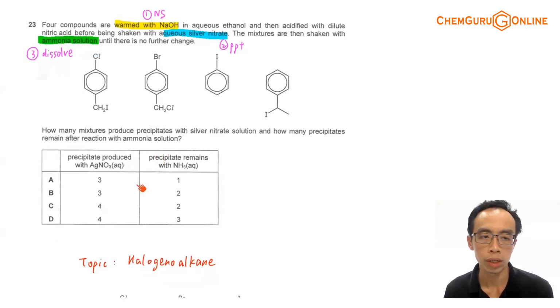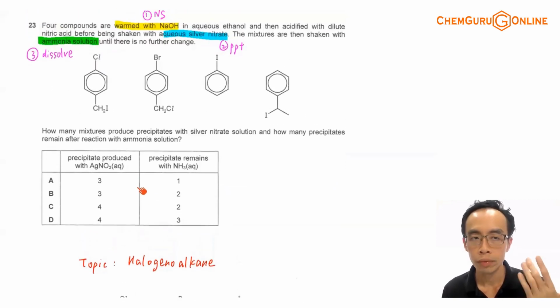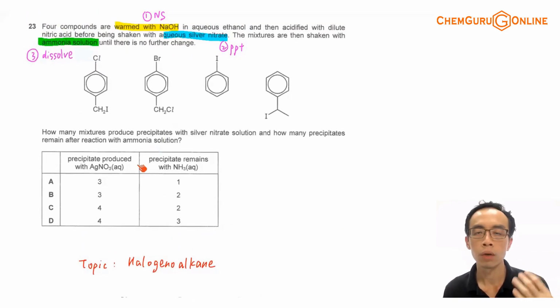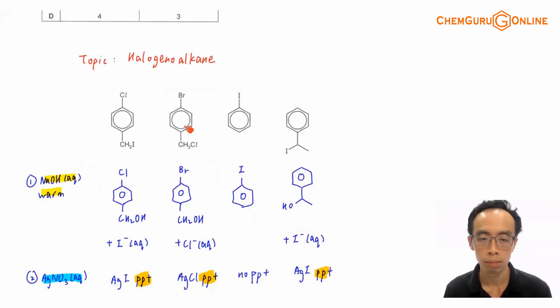So what we will have to do essentially is consider each one of them. What happens when you react with sodium hydroxide, then when you add silver nitrate, will there be a halide that's being kicked out or substituted? Then which one of them would I get a precipitation? And then from there, when you add ammonia, which of these precipitates ultimately will dissolve? So let's run through this part by part.